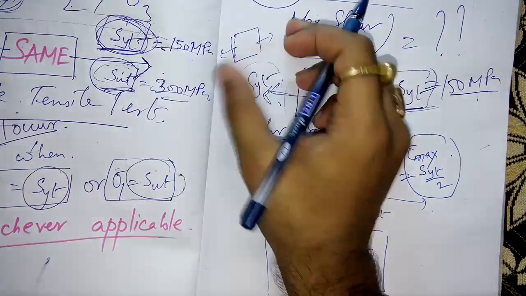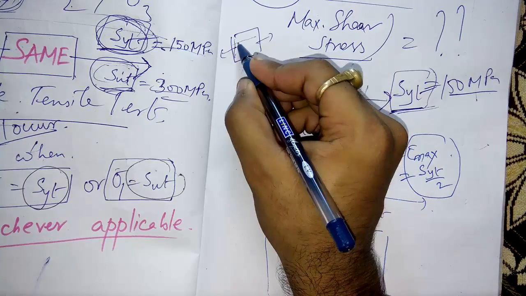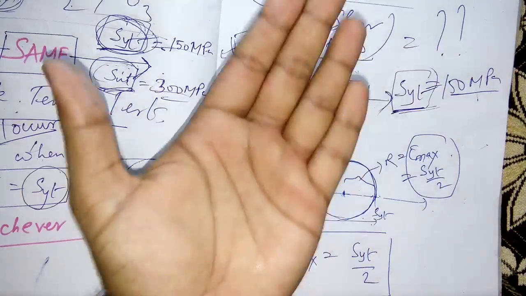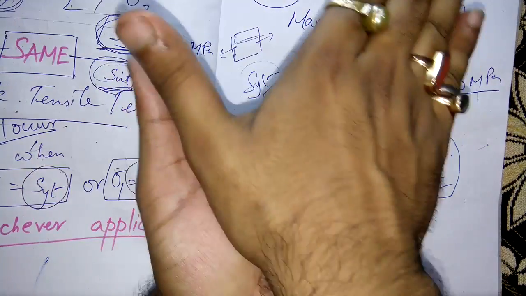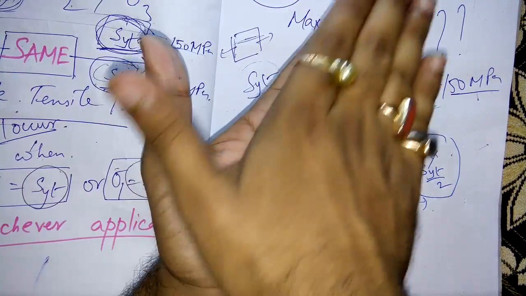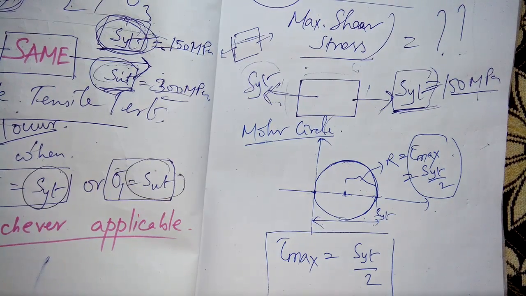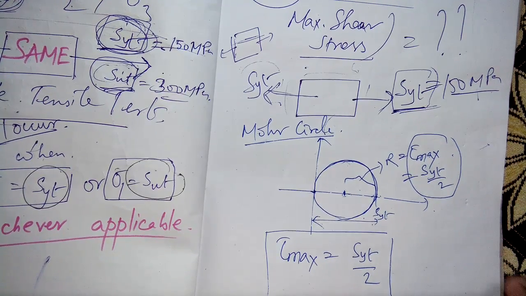When you are pulling this material, the fibers of this material may slide over each other. Suppose this is one fiber and this is another fiber. This fiber may slide against the other. In this way, shear force is developed, and ductile materials have a huge probability of getting sheared.